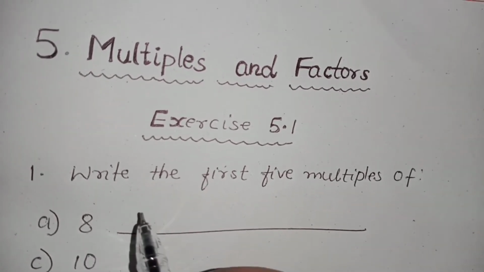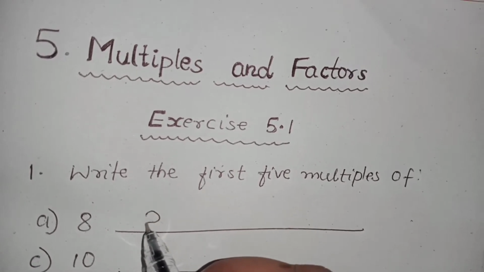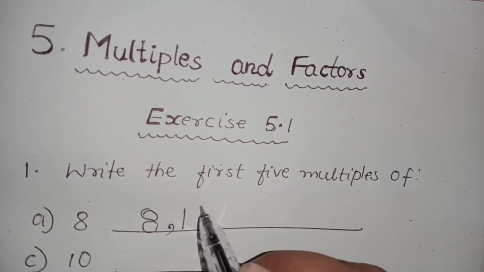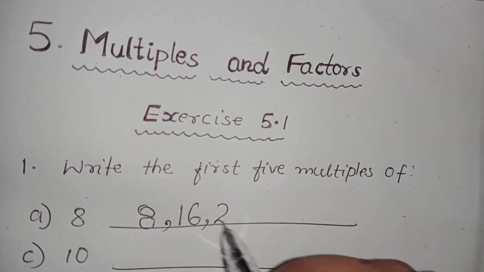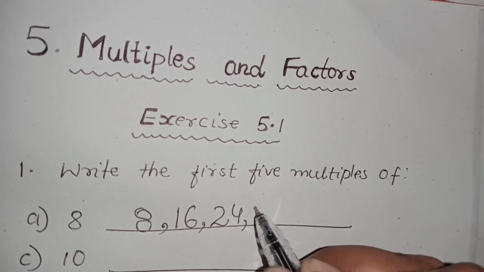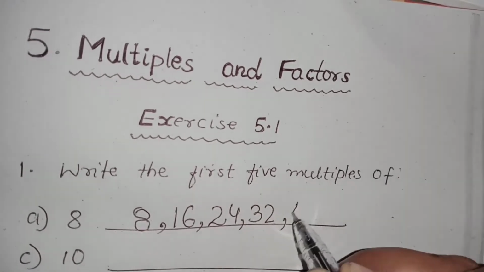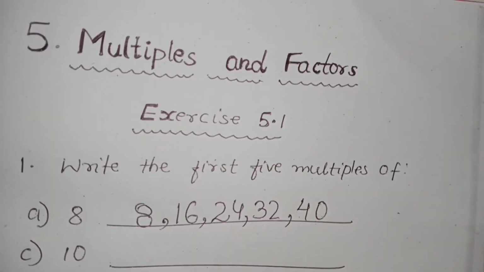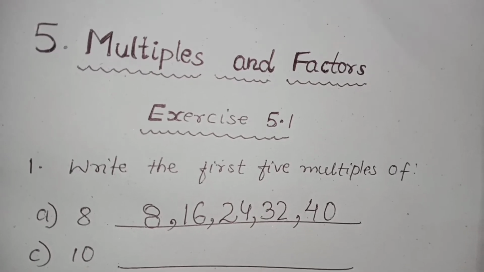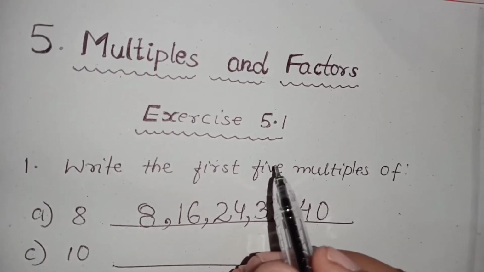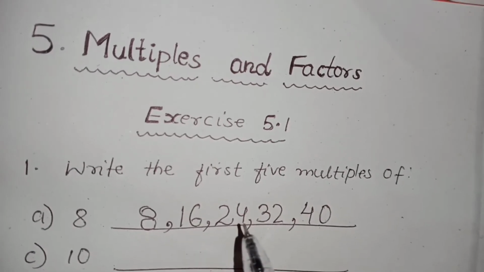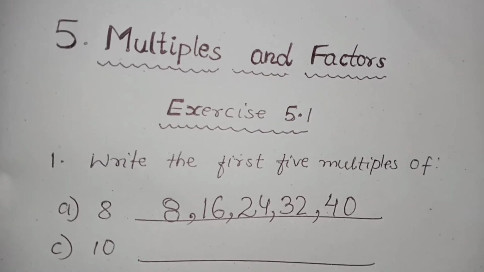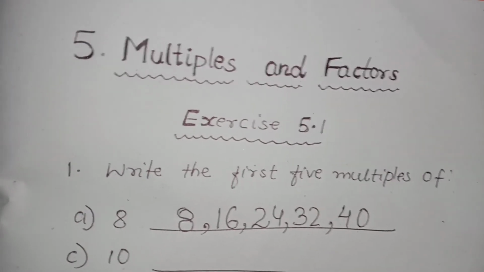So we will write 8 1 ja 8, 8 2 ja 16, 8 3 ja 24, 8 4 ja 32, 8 5 ja 40. First 5 only: 1, 2, 3, 4, 5, done. So the first 5 multiples of 8 are 8, 16, 24, 32, 40. You have seen it is so easy. Just what you have to do is learn the table. Your table should be very strong.